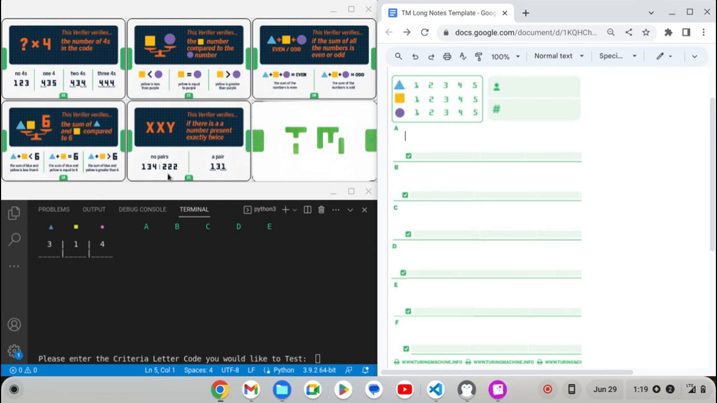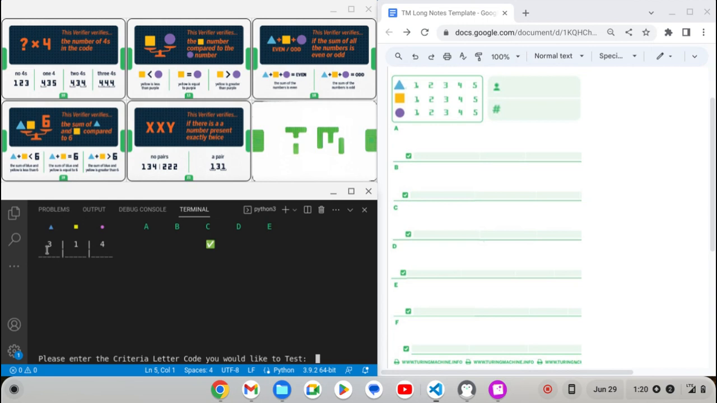Now remember, the objective of the puzzle is to find this one unique 3-digit code that abides by all the criteria cards we just discussed. And we're going to start off with our initial proposal of 314. So the first thing I want to find out is what the sum of the 3 digits will be. So I'm going to test criteria card C. Okay, so the Turing Machine approves of my proposal.